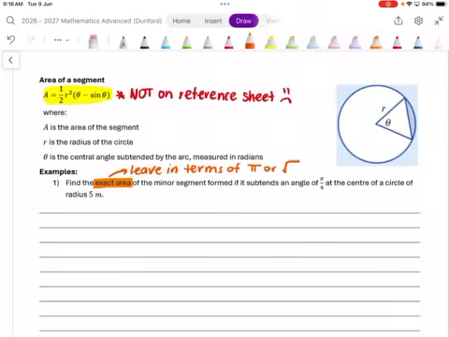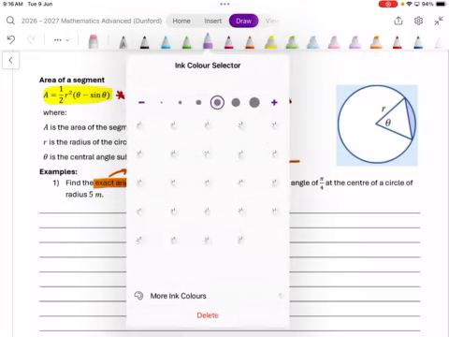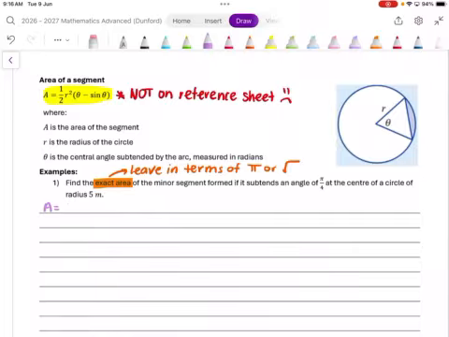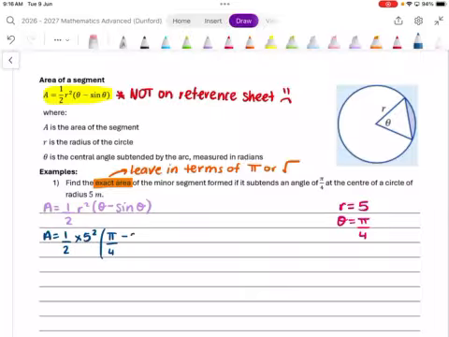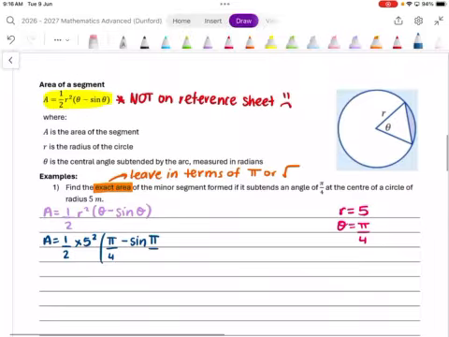Okay, so that means that if we don't have the new calculator, we can't just put it into our calculator because it's going to give us decimals. All right, so we need to do the work ourselves. Now, that formula is A equals a half R squared, theta minus sine theta. And in the question, we are told that our radius is 5. We're also told that our angle is pi over 4. So we can substitute in our radius and our angle to have A equals a half times 5 squared, lots of pi on 4 minus sine pi on 4.